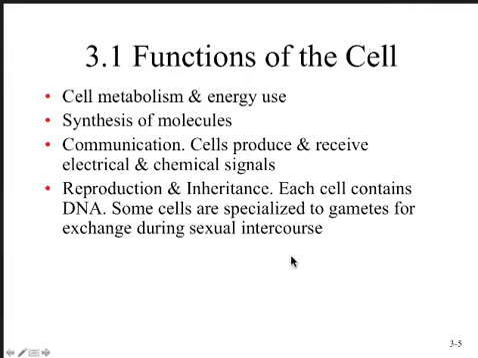Each cell contains DNA, which contains all the information that controls how the cell looks and acts and the kinds of molecules that the cell synthesizes. Some cells are specialized to form what we call gametes, which are important in sexual reproduction. A gamete has half the amount of genetic material as a normal body cell. A normal human body cell has 46 chromosomes, and a sperm or an egg cell will contain 23.